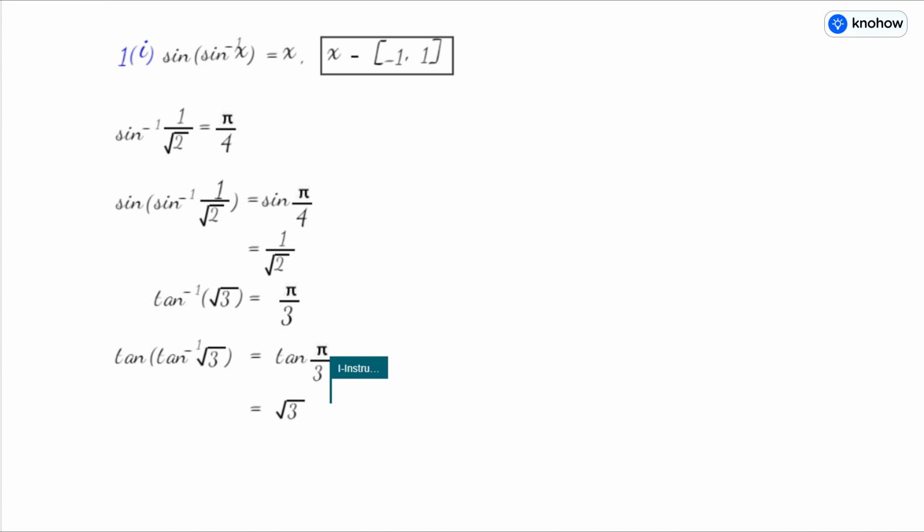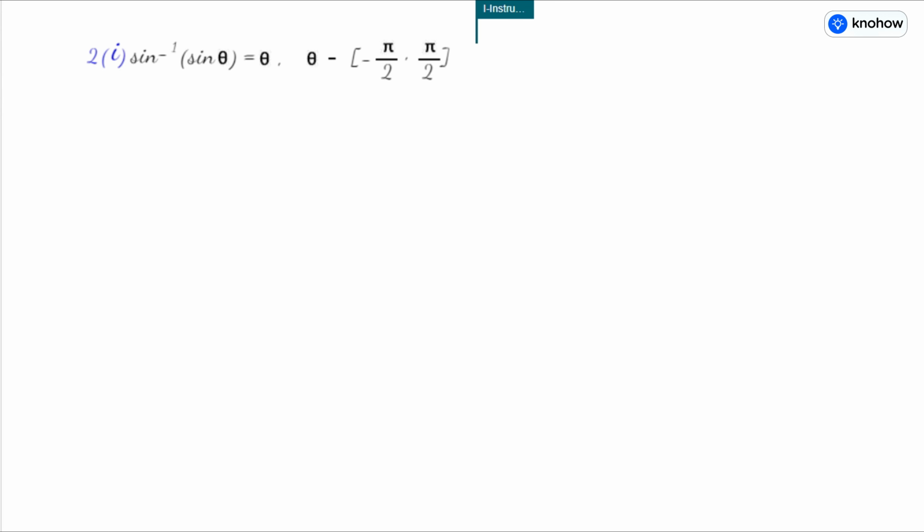Next. The second property is sine inverse of sine theta is theta, and of course theta lies in the principal value branch. Can you tell me what is the principal value branch of sine inverse x? Yes, it is negative pi by 2 to pi by 2, both inclusive, in the closed interval negative pi by 2 to pi by 2.